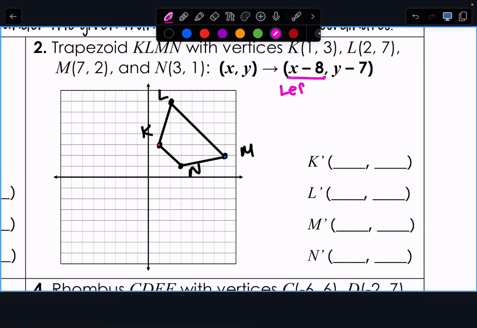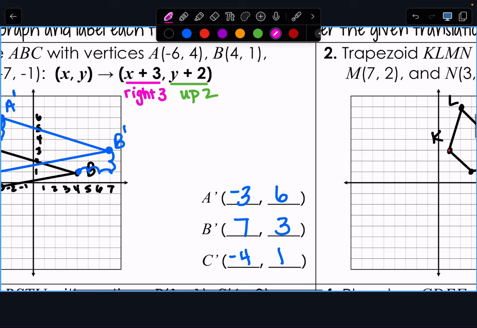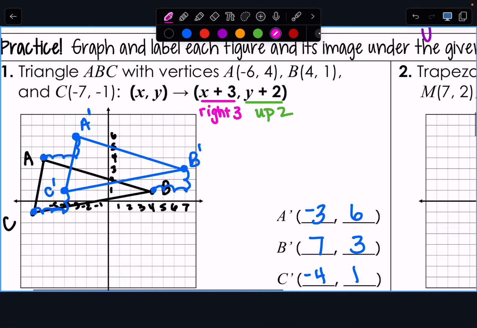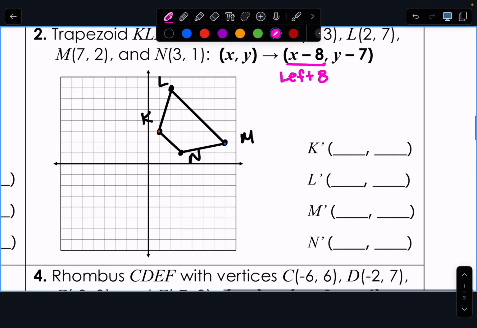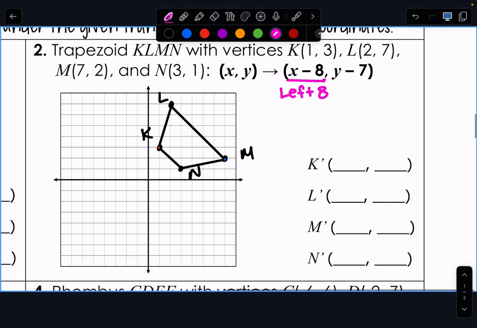Marshall said it has to be left. Remember, X is left, right. Since it's minus 8, that's telling us to go to the left. Over here it was X plus 3, that meant to the right. X minus 8, we're going to go to the left.